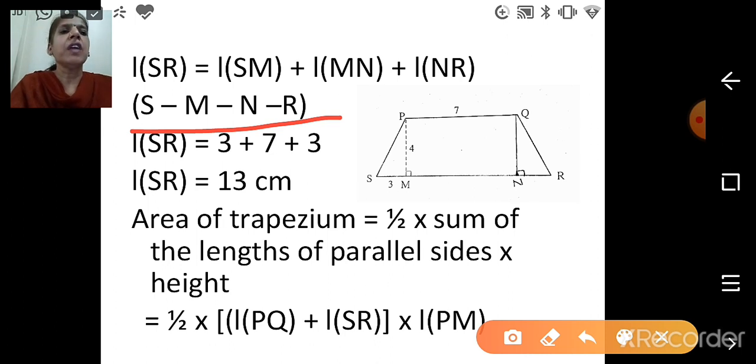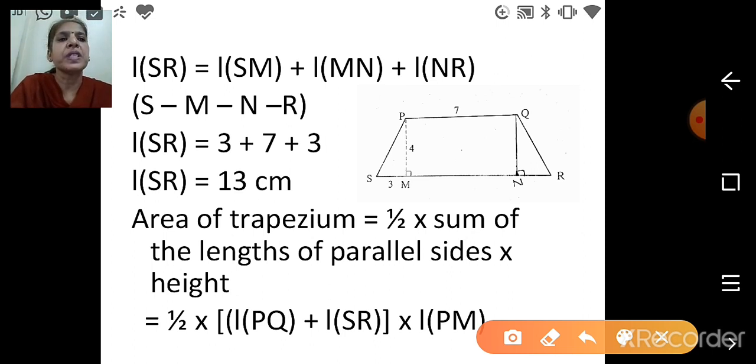Okay children, now length SR is equal to SM plus MN plus NR. Now substitute the values. SM is 3, MN is 7 and NR is 3. So add these values, children. 3 plus 7, 10. 10 plus 3, 13. SR we have got now as 13 centimeter.